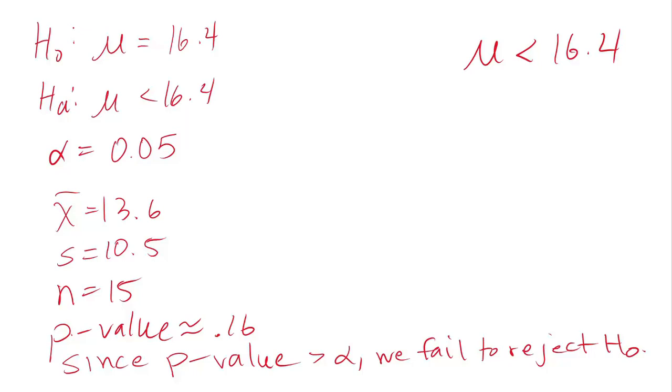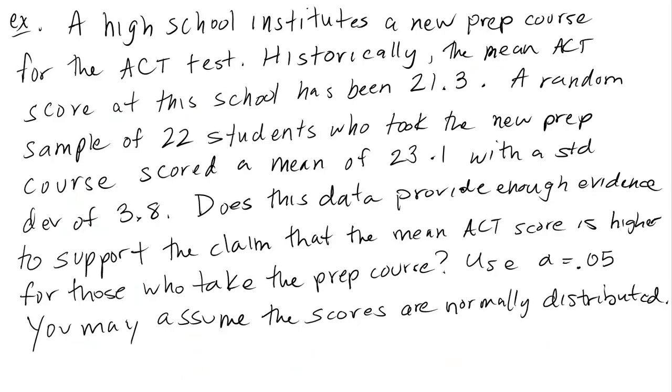Let's look at another example. A high school institutes a new prep course for the ACT test. Historically, the mean ACT score at this school has been 21.3. A random sample of 22 students who took the new prep course scored a mean of 23.1 with a standard deviation of 3.8. Does this data provide enough evidence to support the claim that the mean ACT score is higher for those who take the new prep course? Use alpha equals 0.05. You may assume the scores are normally distributed.